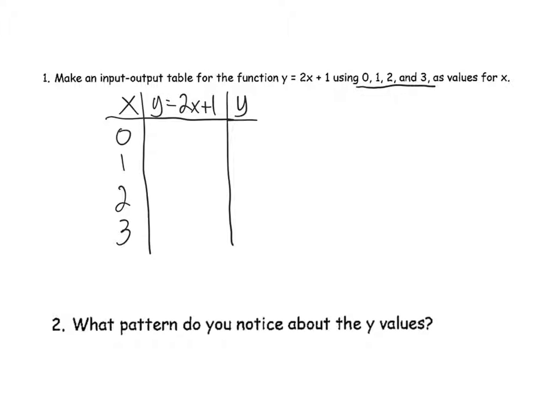All right, so here it is. This one you can definitely work ahead if you already got it. 2 times x. X is 0 plus 1. 2 times 1, 2x plus 1. 2 times 2, 2x plus 1. 2x plus 1.